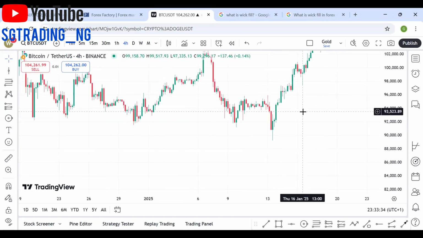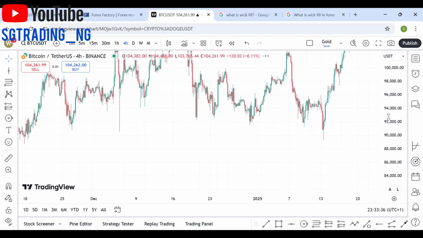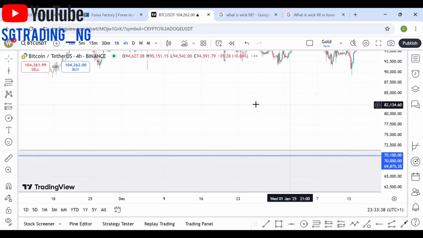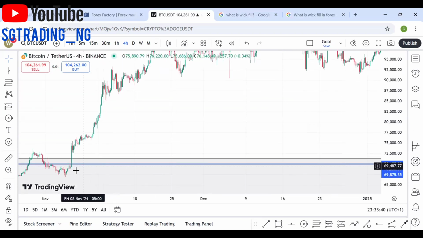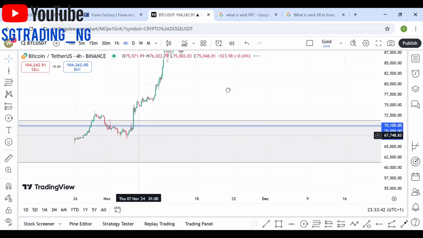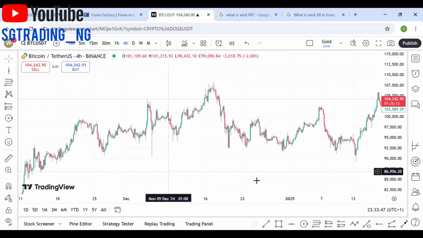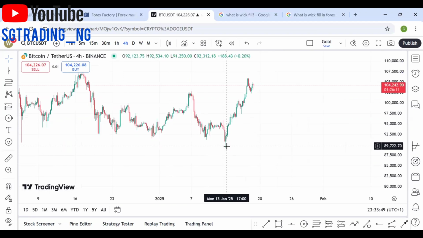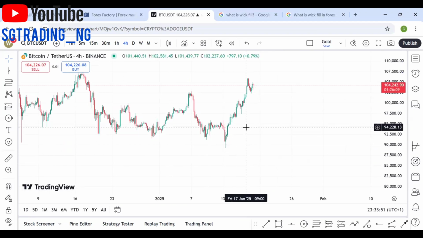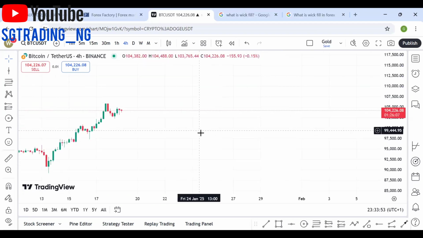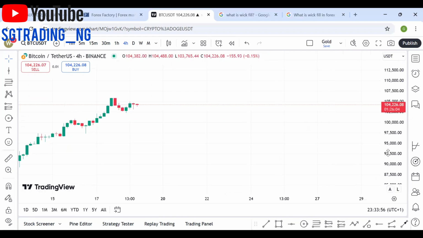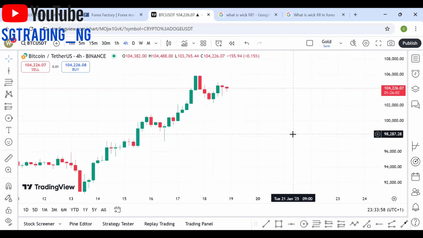Even if you zoom in furthermore, you observe the market has been bullish for a very long time. So now let's focus on this current one. From this point, you can see it's bullish. Now let's zoom out so that we can see the candles very well.